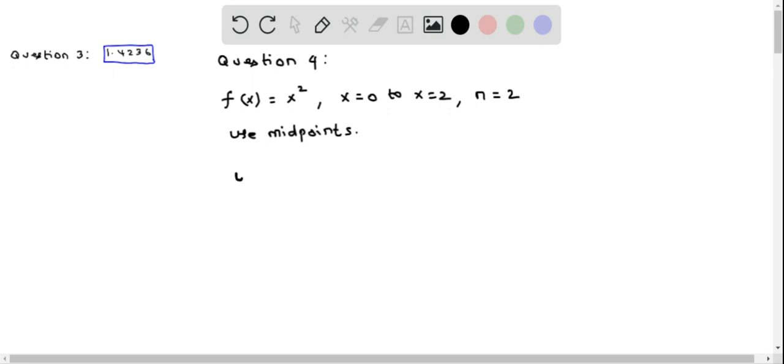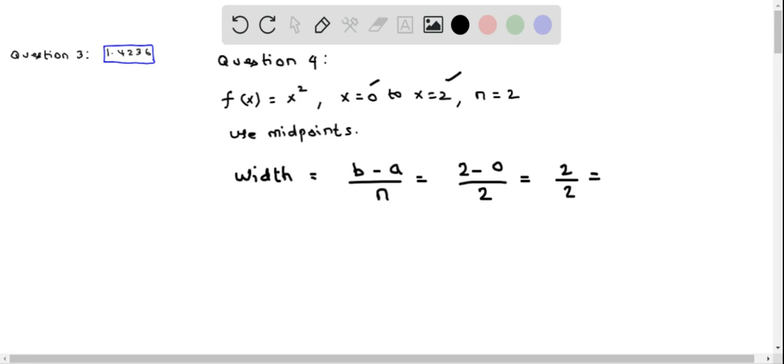First we determine the width of each of these rectangles. We write width equals b minus a divided by n. Here b is the endpoint, which is 2, and a is the starting point, which is 0, divided by n, the number of rectangles, which is 2. So this gives 2 divided by 2 equals 1. We have determined the width of each rectangle, so let's write down the sub intervals.